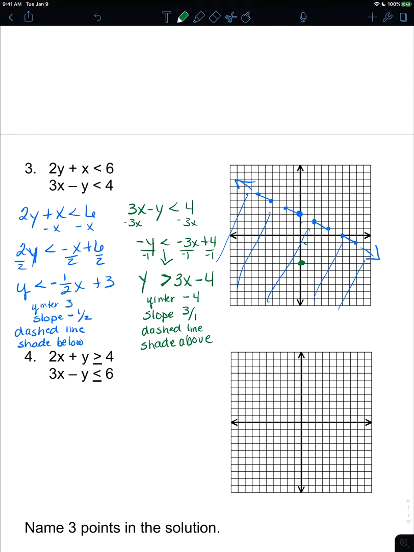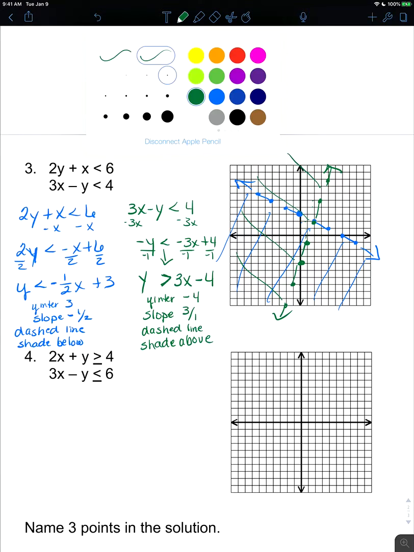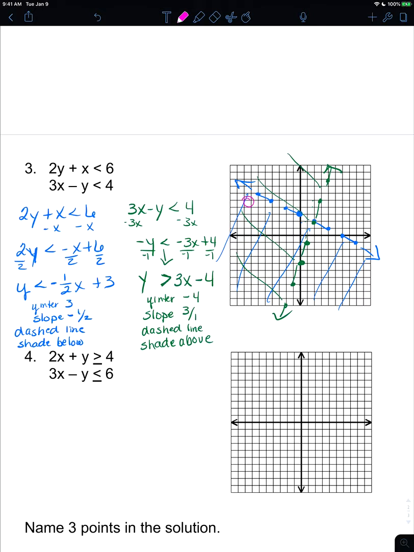up 3 over 1, up 3 over 1, up 3 over 1, put a few points over here, dash line through those, and it is above the line, so that would be this area. And our solution set again is where they are both shaded, which is this whole area right here, only this area.